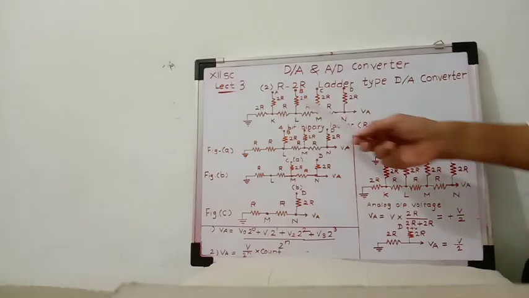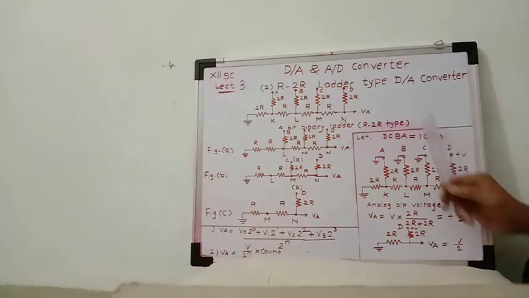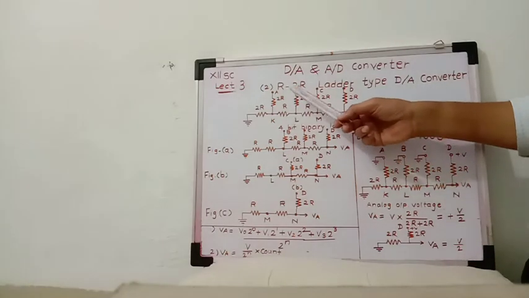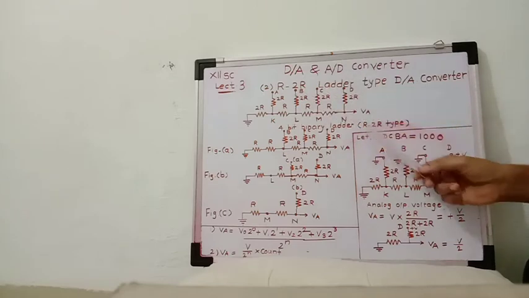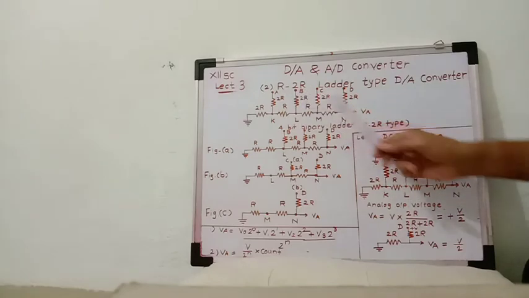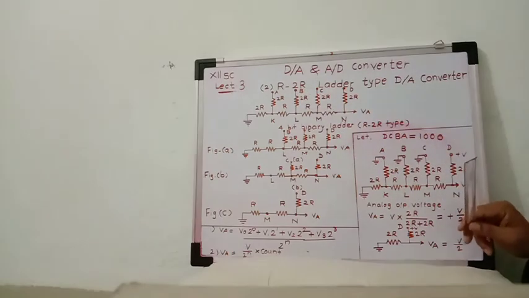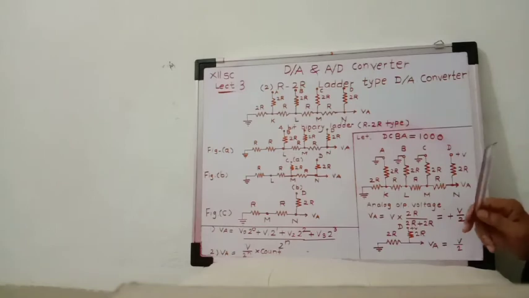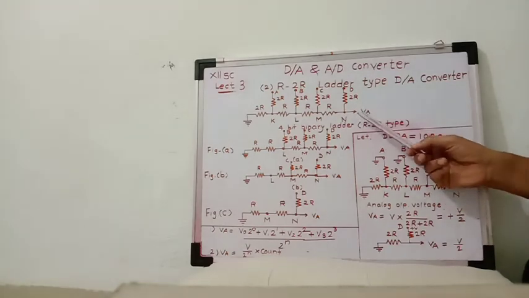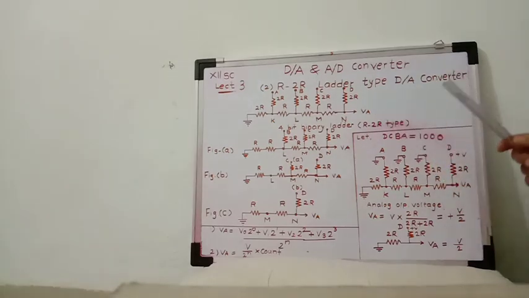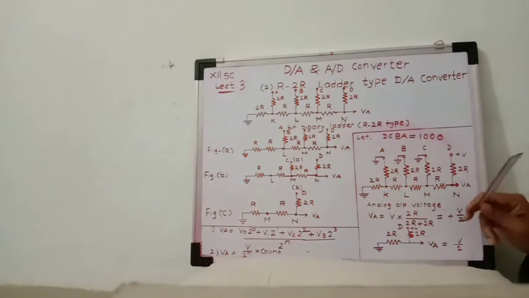Here a 4-bit binary ladder is shown, with inputs DCBA. This is a 4-bit R-2R ladder network, and its output voltage VA is taken between point N and ground. That is, VA is in between point N and ground.